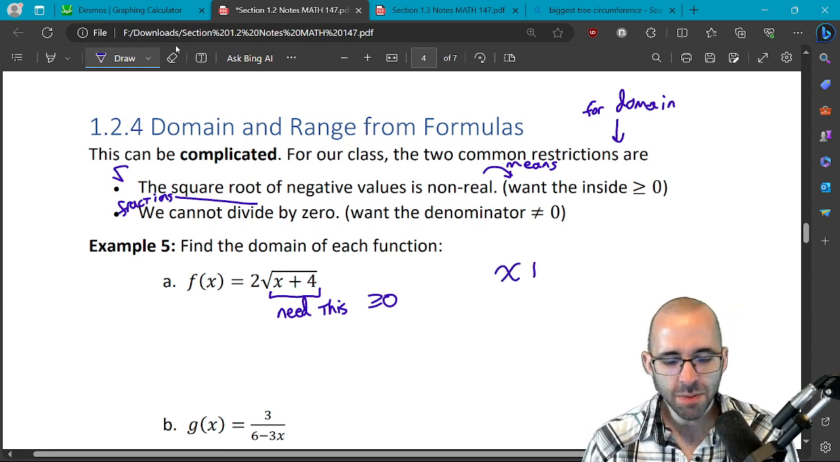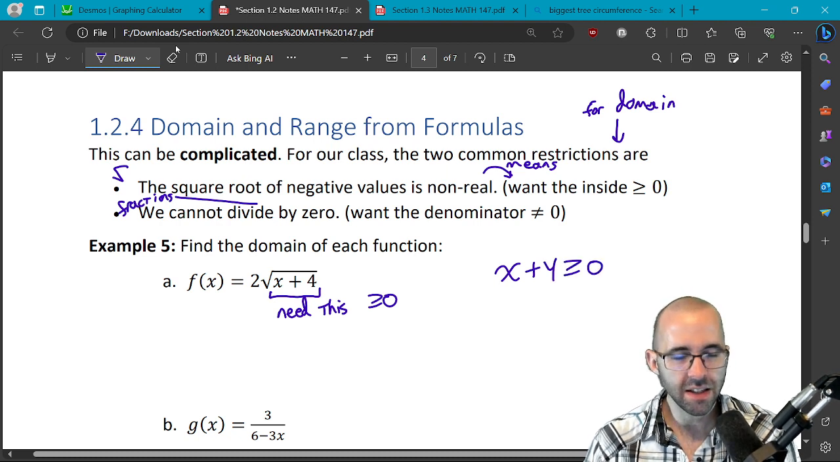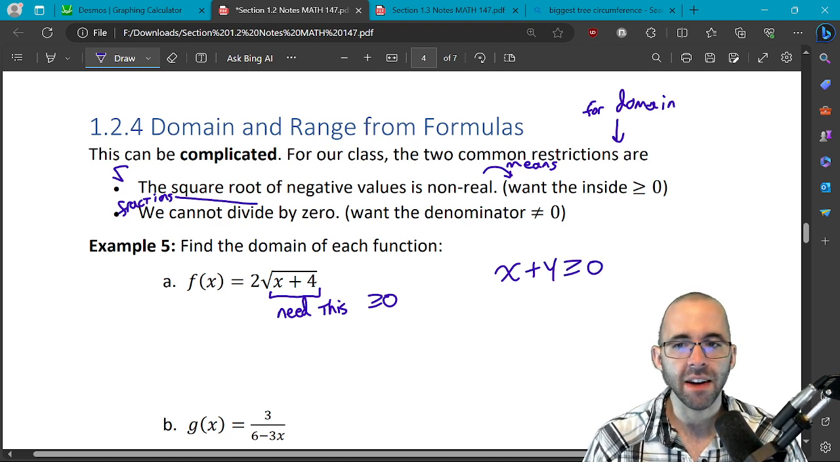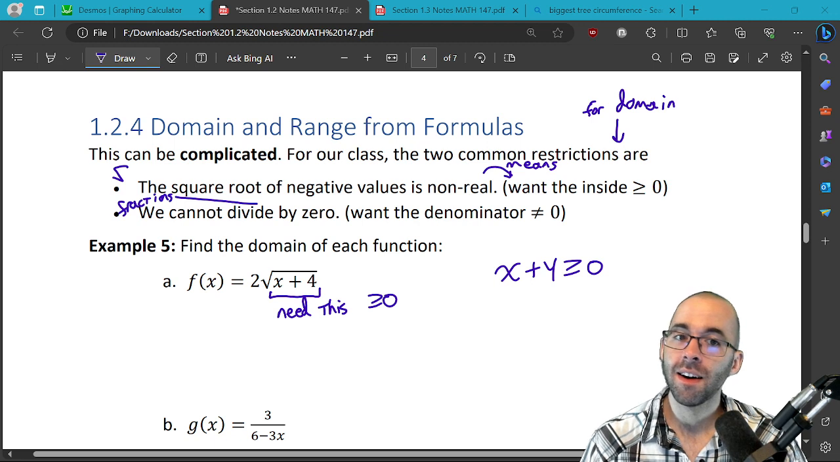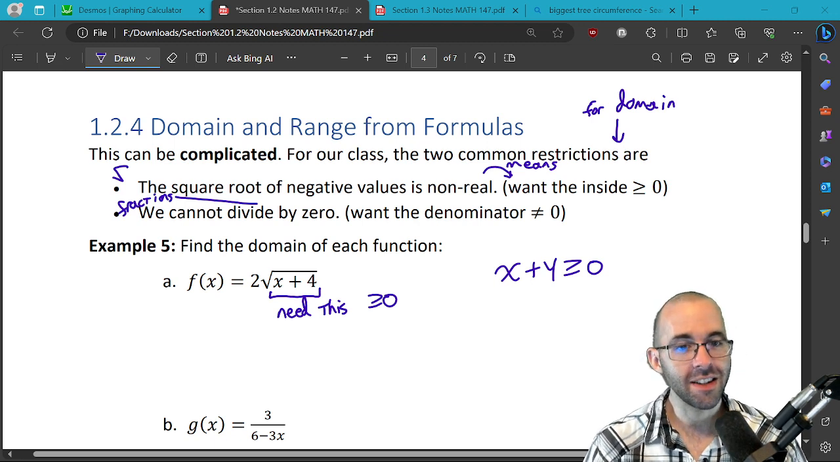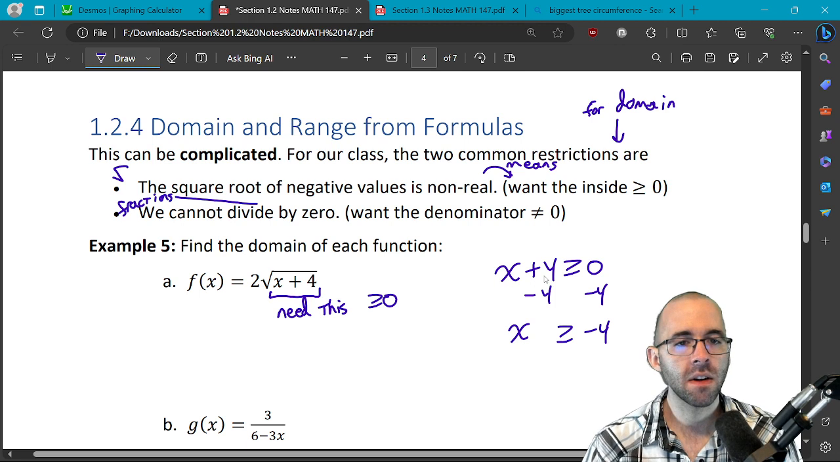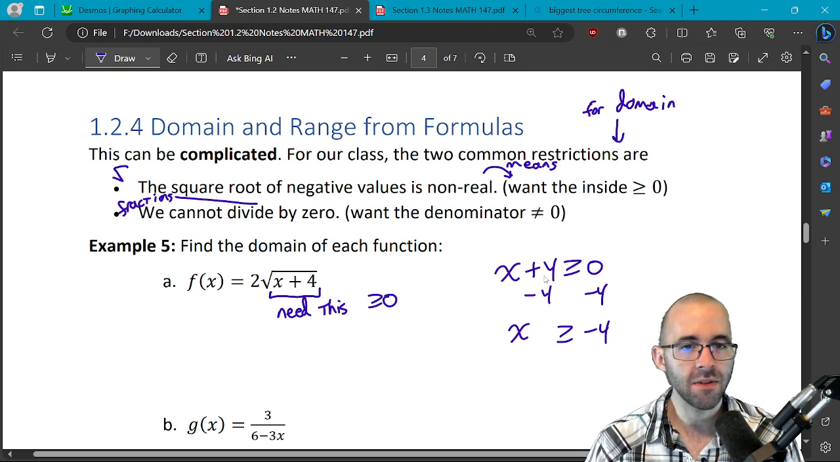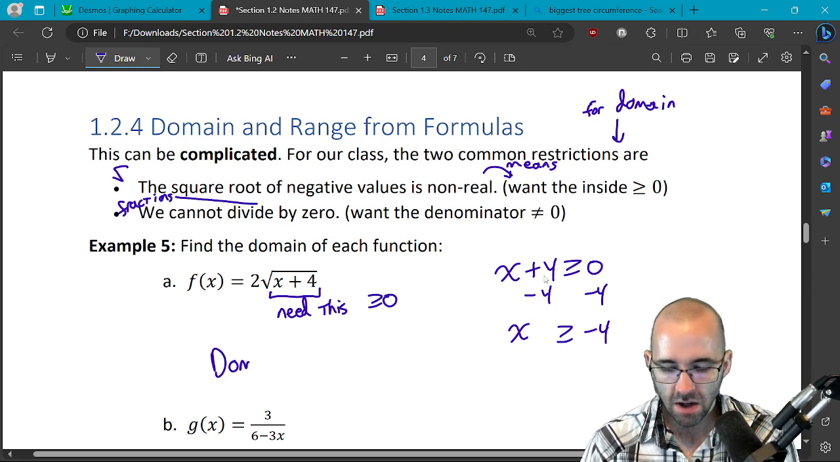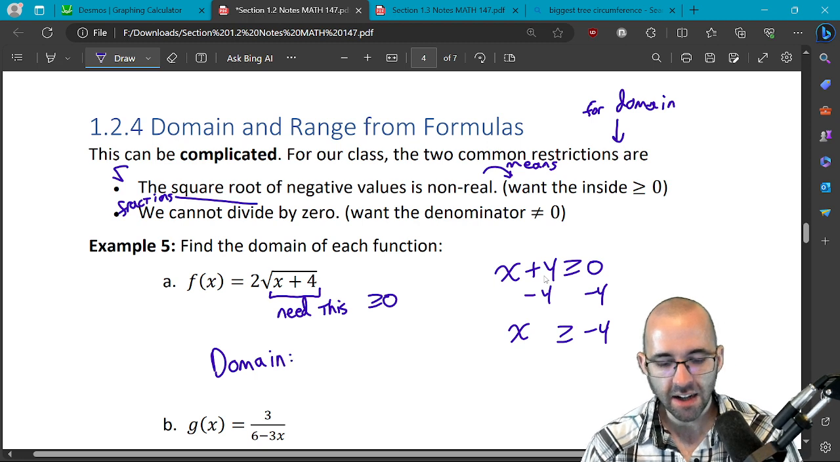So we're going to say, well, x plus 4 has to be at least 0. What does that mean for x? We have a linear inequality to solve. So we're going to subtract 4 from both sides and get that x has to be at least negative 4. We'll write that in interval notation. Our domain says that x is at least negative 4.